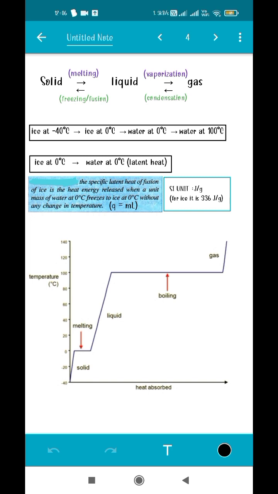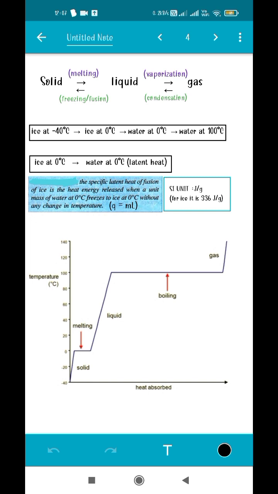So similarly, water can also get converted into ice, but in that case heat will be released. So what is the specific latent heat of fusion? It is the amount of heat energy which is released when a unit mass of water will freeze to form ice, but no change in temperature will occur. The temperature will be maintained at 0 degrees Celsius. So you must have seen that whenever we talk about specific latent heat or specific heat capacity, unit mass is maintained. So what is the SI unit? Energy by mass, because we are changing a unit mass. So joule by gram, or you can also write as joule by kg.